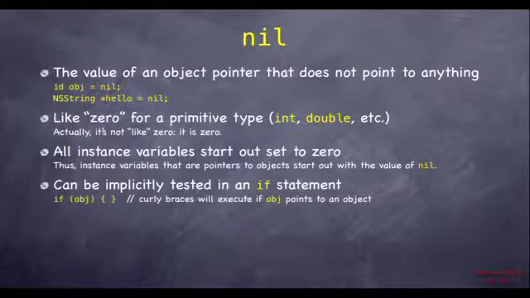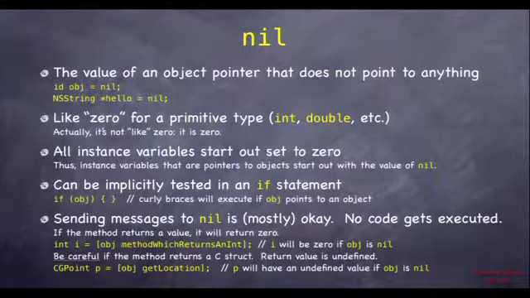You can implicitly test for nil. Like we did in the walkthrough, we said if self.userIsInTheMiddleOfEnteringANumber. We didn't say self.userIsInTheMiddleOfEnteringANumber equals YES. We just implicitly tested it. That's very common to do. And as I said before, sending messages to nil is perfectly fine. It doesn't crash your program at all. It actually executes no code. If the message you're sending returns a value, then it will return 0.